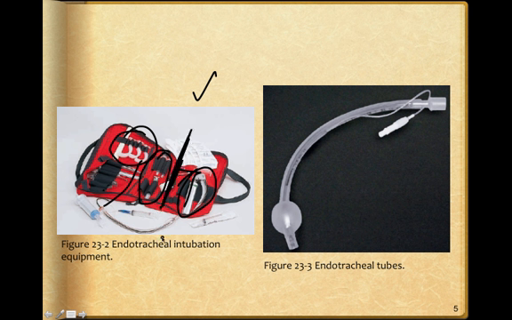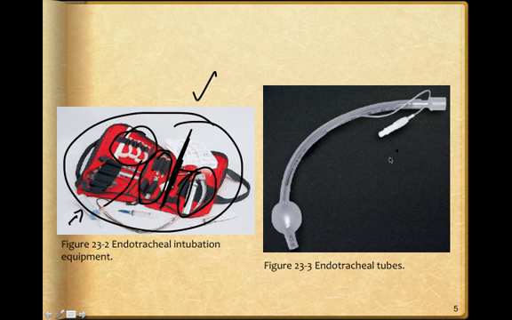ET tube with stylet. This would be an esophageal detector device. So all of your stuff essentially in one location. Now this is an endotracheal tube. This is the top of it, and this is a universal connector that will connect to the BVM.